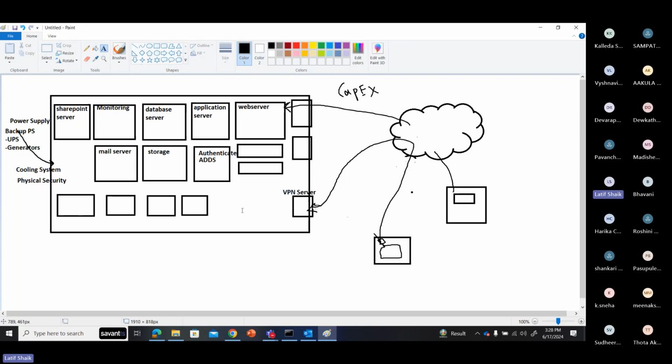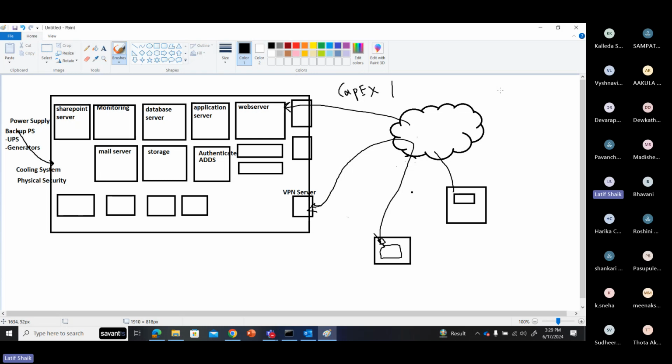So this is for maintenance. You have to pay the people who are managing applications, security, power supplies, cooling systems, and humidity monitoring. This comes under maintenance.